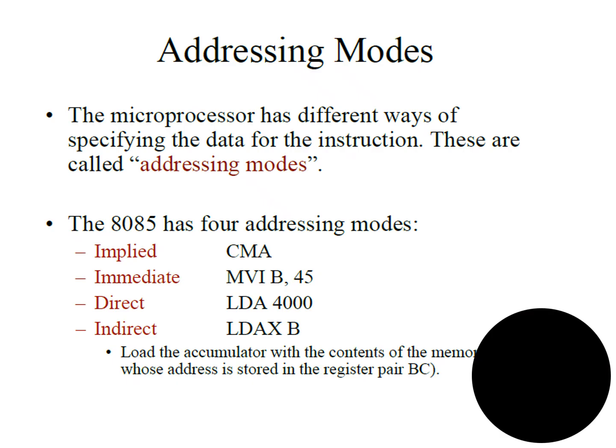Immediate addressing mode is nothing but, if the microprocessor wants to access the data directly, the data will be represented directly in the instruction. That is the immediate addressing mode. Direct addressing mode is where the address is directly mentioned in the instruction. Indirect addressing mode is where it is represented through a register, and the memory location of the data is held there. That is the indirect addressing mode.